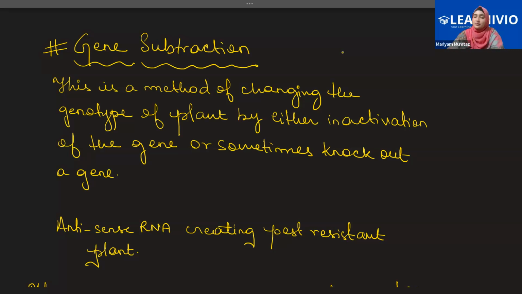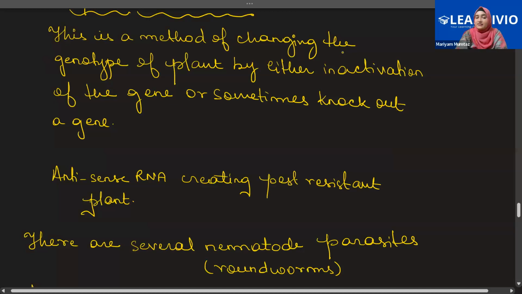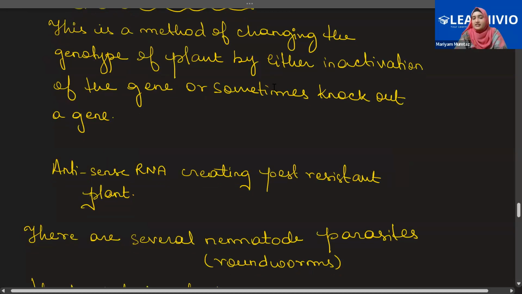When we do gene silencing, this doesn't happen. We do not let it happen. So this is the method of changing the genotype of a plant by either inactivation of the gene or sometimes knocking out the whole entire gene. Now, antisense RNA creating pest-resistant plants. Now, there are several nematodes.